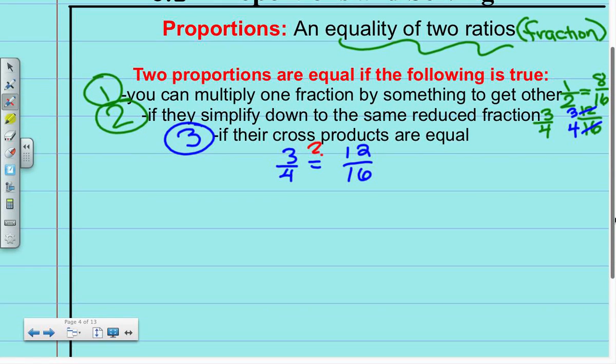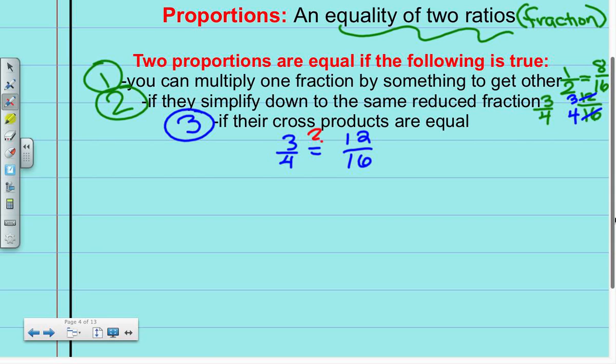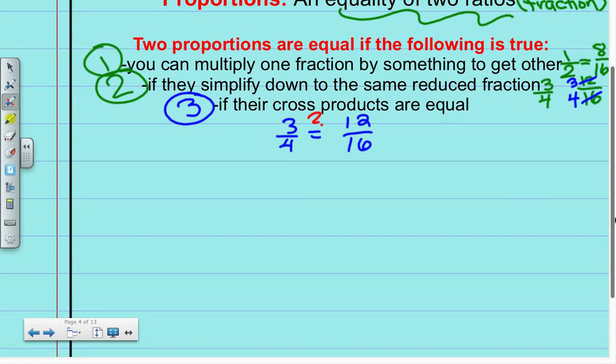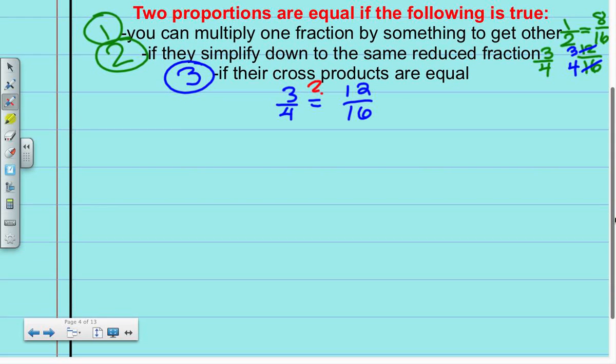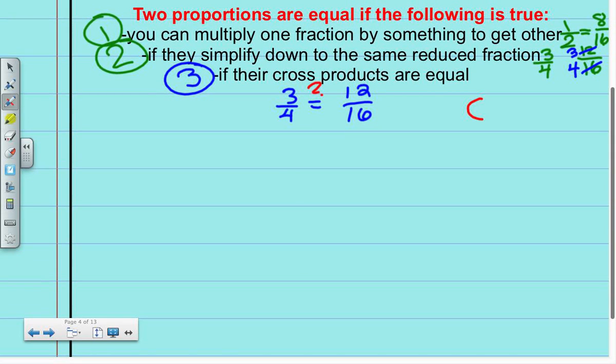Waiting for my screen. Still waiting. Let's see if I can do it. Multiply, where does it go? Oh, I'm off. Multiply diagonals.